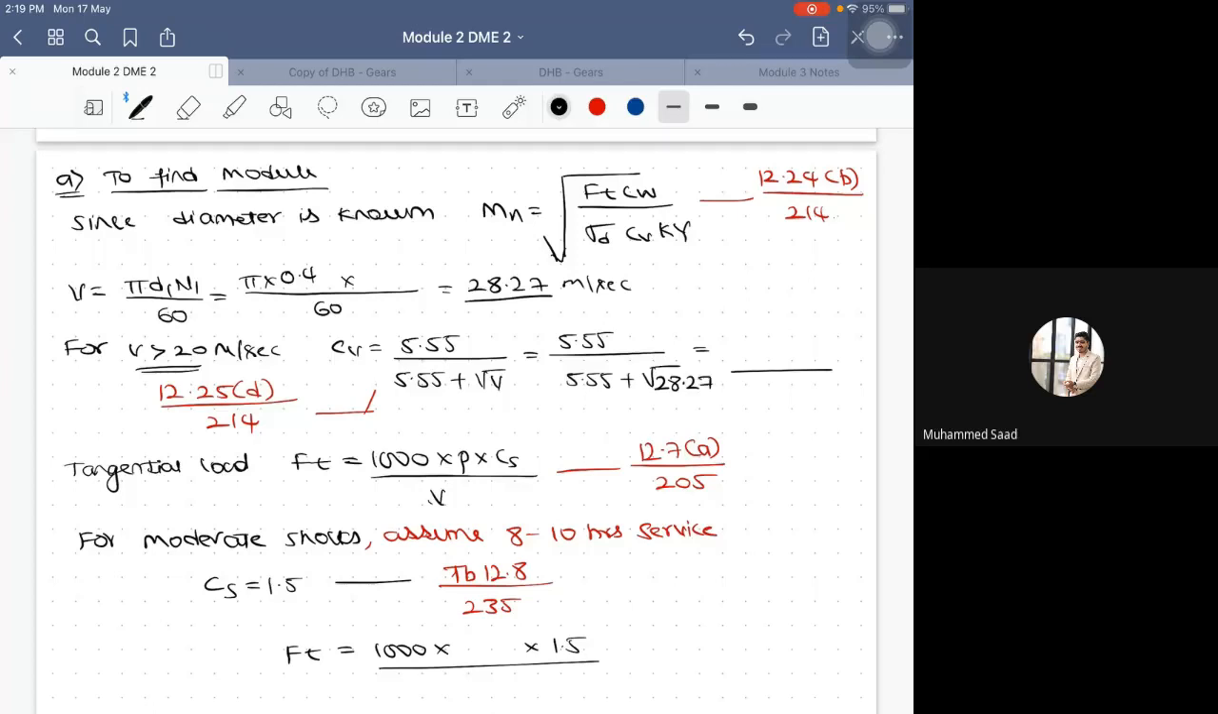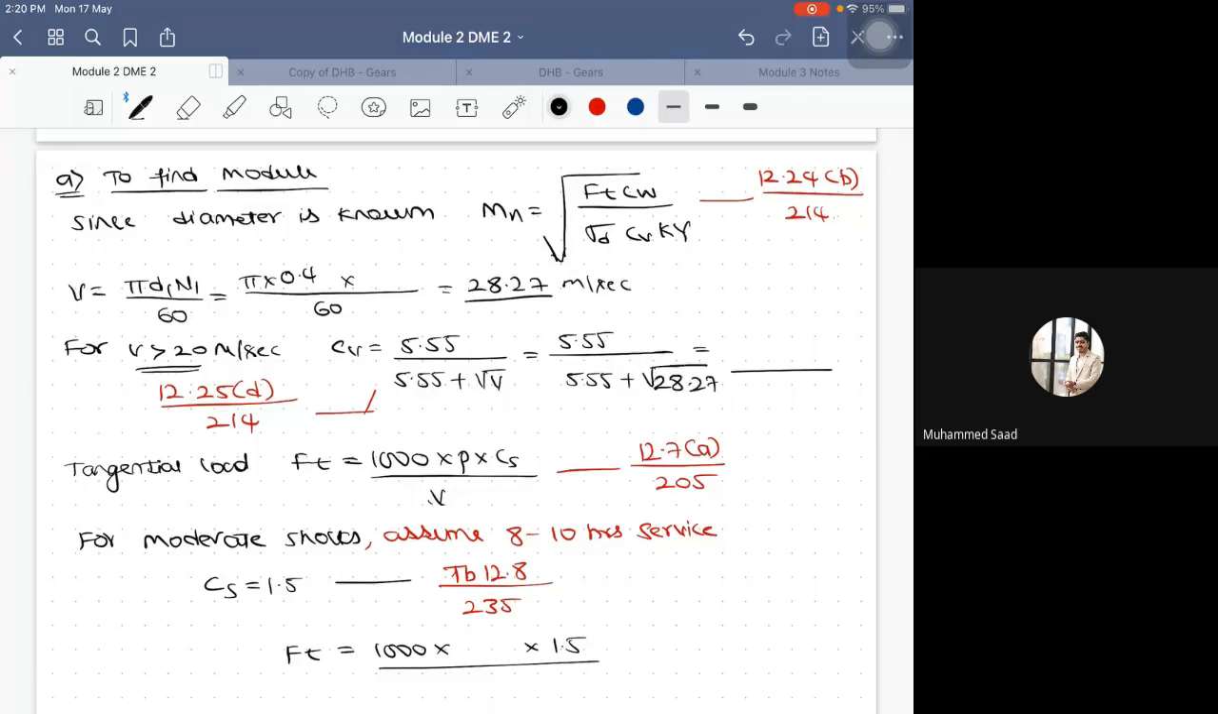28.27. Now let me tell you a mistake which I made in my engineering time. Same gear problem was there. Here I need to substitute the value of V, isn't it? Same sentence I have written: V is greater than 20 meters per second. What I did was I substituted here 20. Got it? Such kind of things will happen in a hurry. Don't make that.